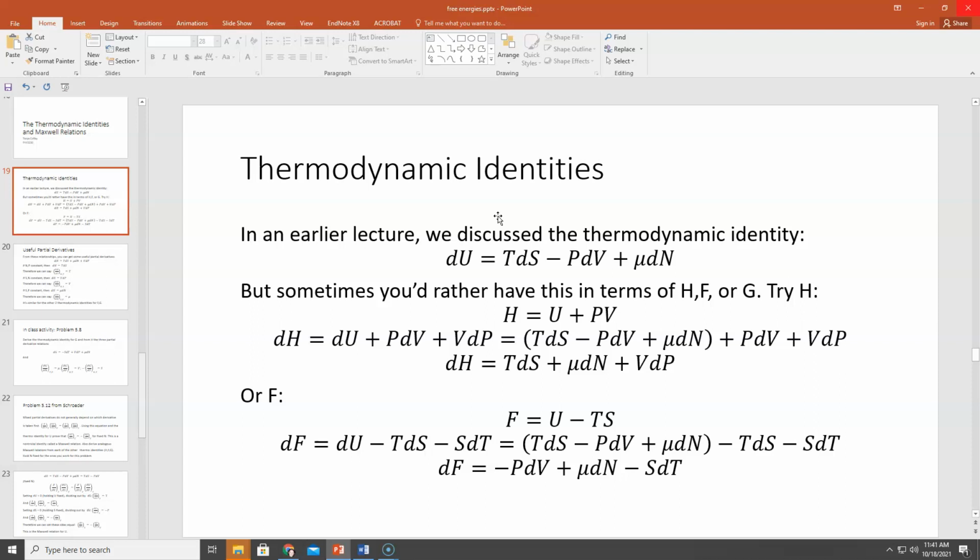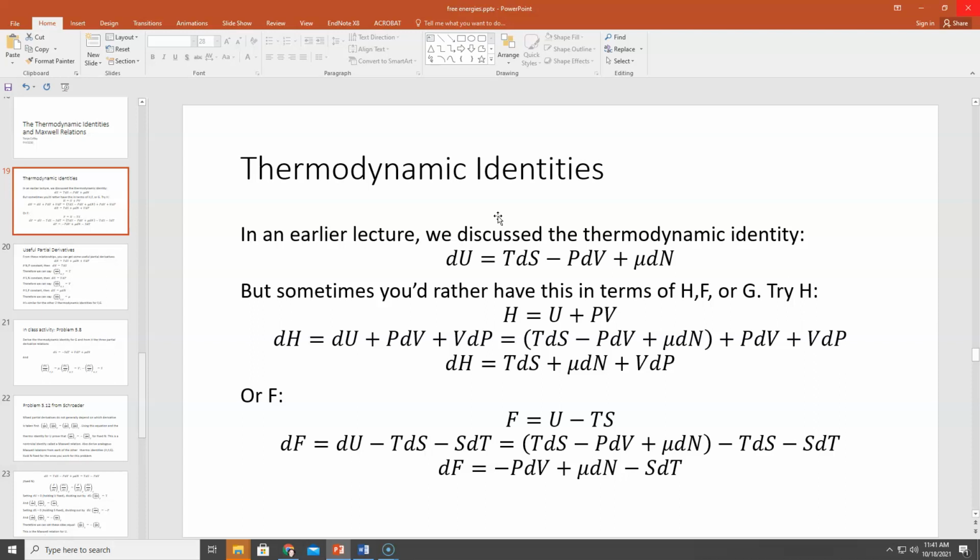Now, let's do another example. Let's do F. Okay, let's do the Helmholtz. So F is U minus TS. So dF would be dU minus TdS minus SdT. Yet again, plugging in with the thermodynamic identity for dU, dU is TdS minus PdV plus mu dN, and then we have the minus TdS and minus SdT that we had from before, from our definition of F.